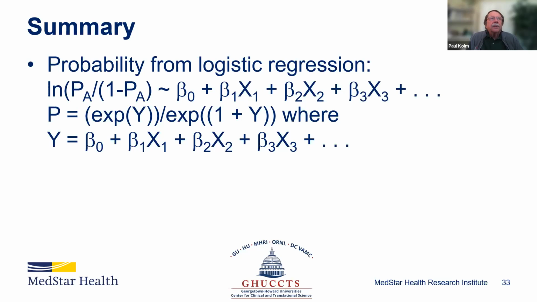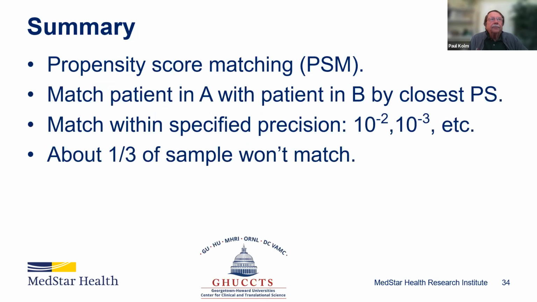And so we get our probability from that, which is then our propensity score. And then if we're using inverse weighting, we use the inverse of that in the comparison of the two groups. And then as far as matching goes, we match patients in each group by the closest propensity score.